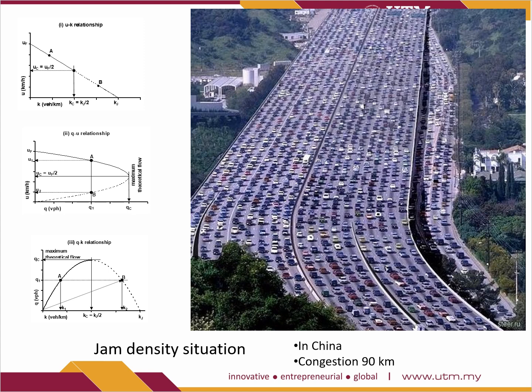This is one example that in China, when there's a dam density, I do believe it is already at zero, at the K-jam condition. The car cannot move, and this is what happened in China. It's congestion up to 90 kilometers, and I do believe this one was during their festival, Chinese New Year.